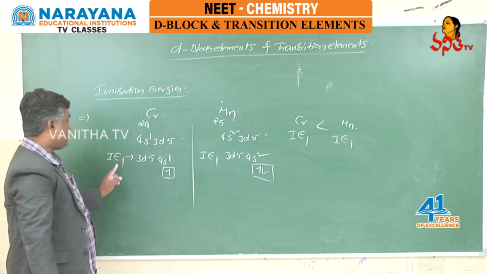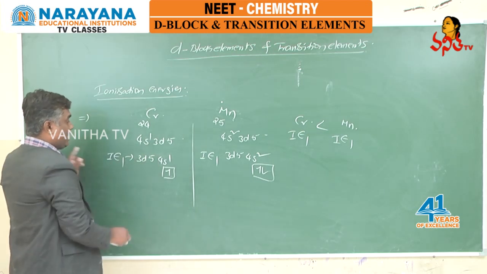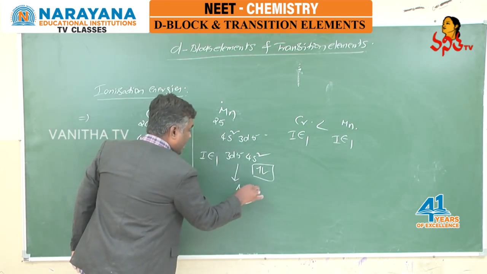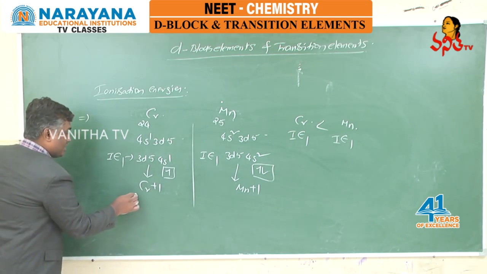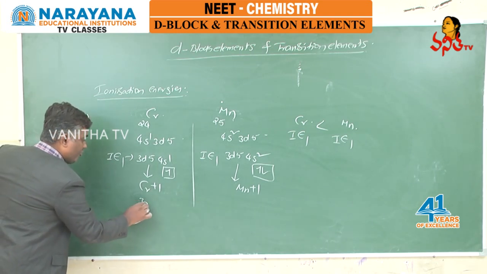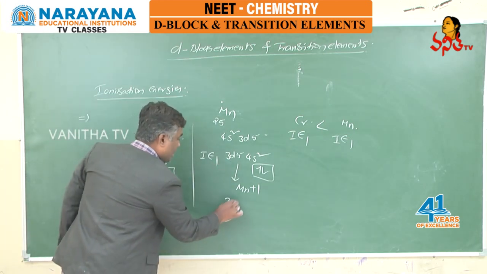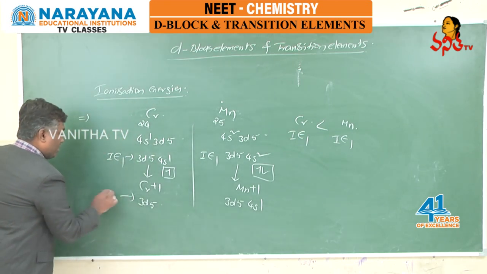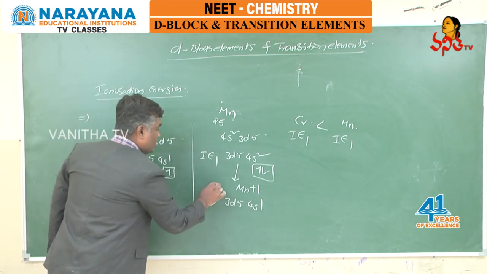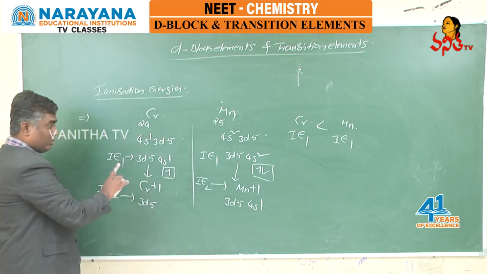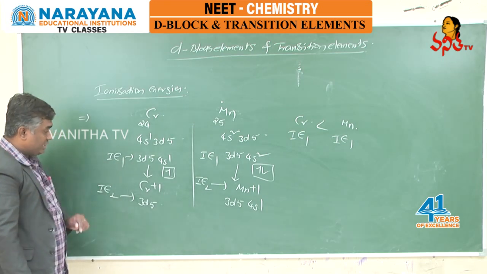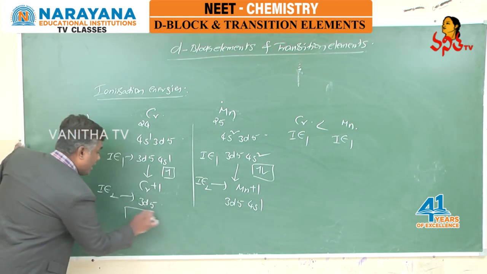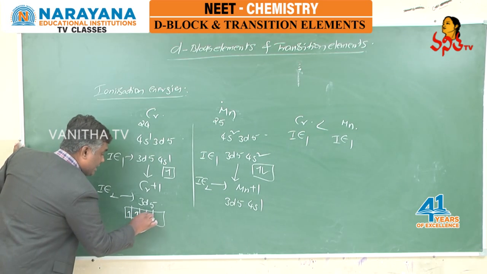See students, after using IE1, if you remove electron, chromium is becoming chromium plus 1, here manganese is becoming manganese plus 1. And now for chromium plus 1 it is 3d5 configuration, for manganese plus 1 3d5 4s1. And here for chromium unipositive ion I should use IE2, for manganese unipositive ion I should use IE2 to remove the second outermost electron. And if you look at this, from chromium plus, if I want to remove electron, I should remove from 3d5, whereas d5 is exactly half filled.